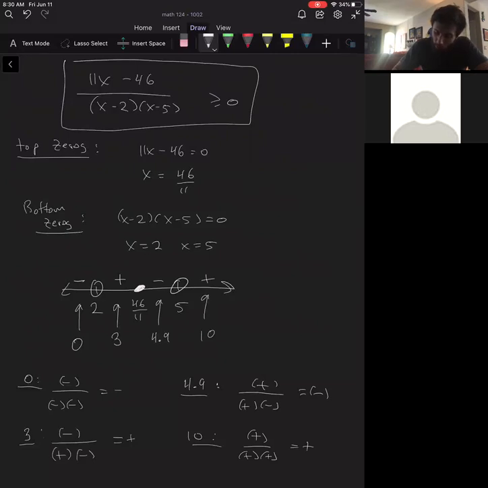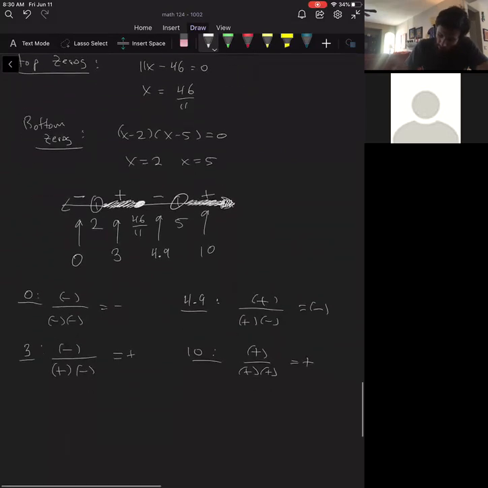Okay, and what do we want? So bigger than or equal to 0. Bigger than 0 means our positive sections. So we're going to take this section, and then we're going to take this section. So our answer is going to be 2 with a parenthesis to 46 over 11 with a bracket, and then 5 to infinity.